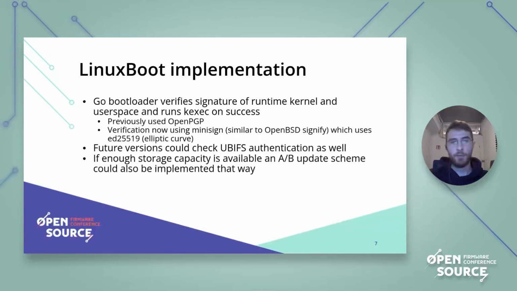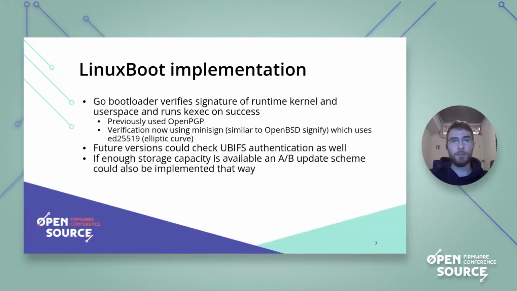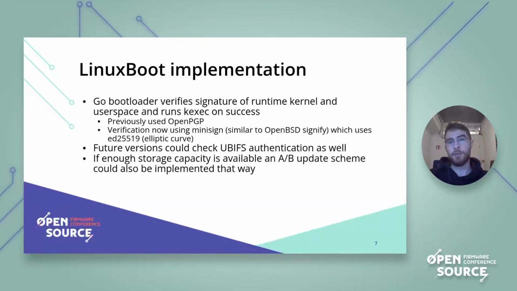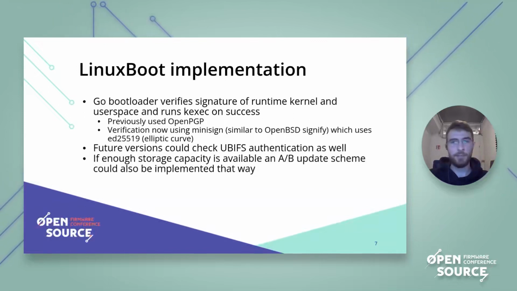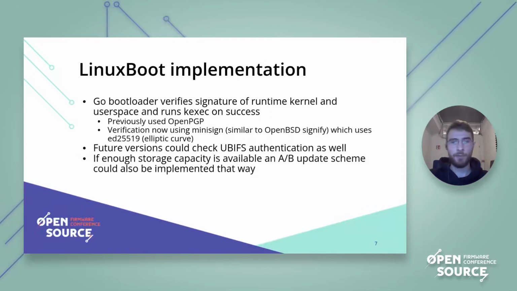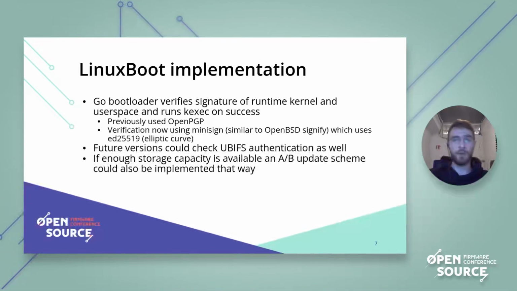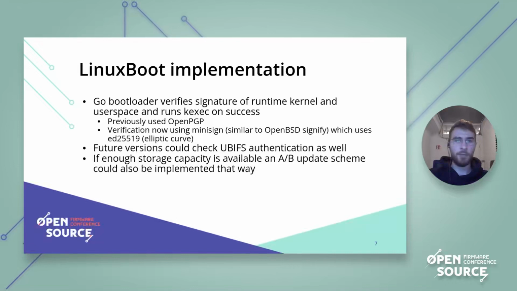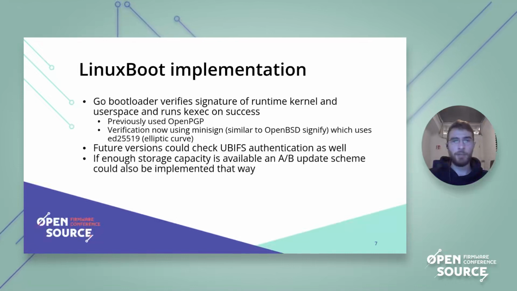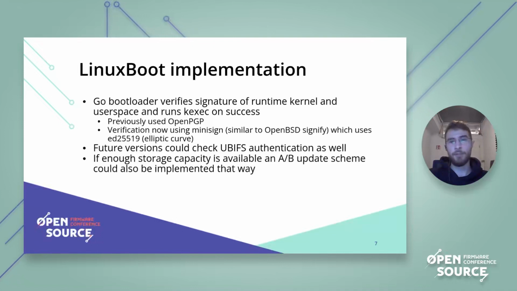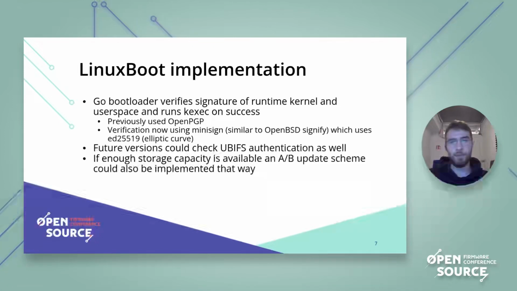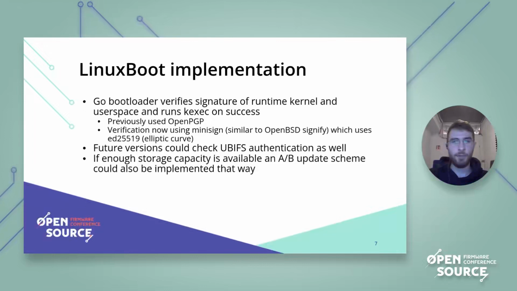In the past, we were using OpenPGP for verification, but the user experience of using OpenPGP wasn't that great, I'd say. So there are much more modern alternatives, like in our case, Minisign, which was developed after, I guess, OpenBSD Signify, which is using elliptic curves to check the verification. Another way to do that nowadays would be to use SSH keys, but we figured that using Minisign saves a bit of space instead of having a fully fledged SSH verification daemon in there. So that's just what we've been using.